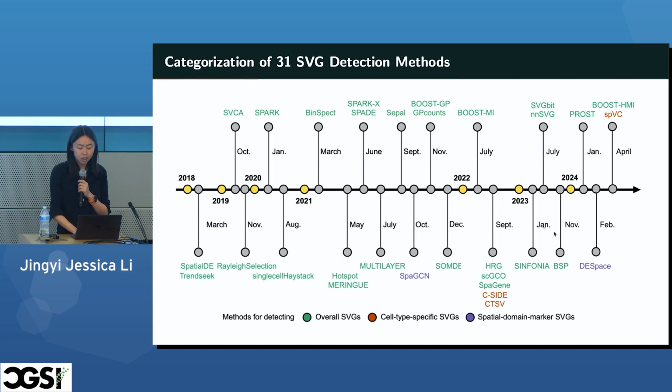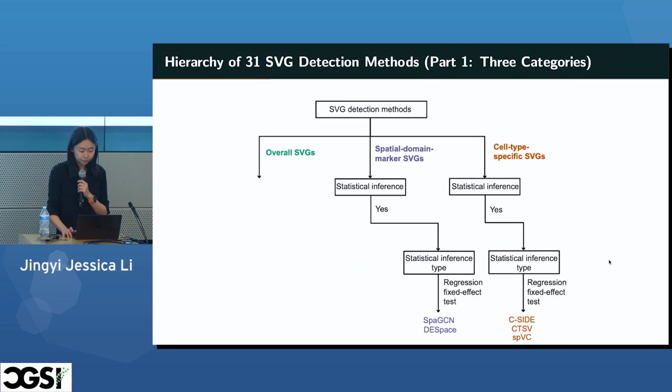So we colored the 31 methods based on their category. Green for overall SVG, which is the majority of the methods, and red for cell type specific SVGs, only 3 methods, and purple for spatial domain marker SVGs, 2 methods. So overall SVG methods dominate the field. So now it's a hierarchy. This is something we drew to categorize these methods from a methodological point of view.